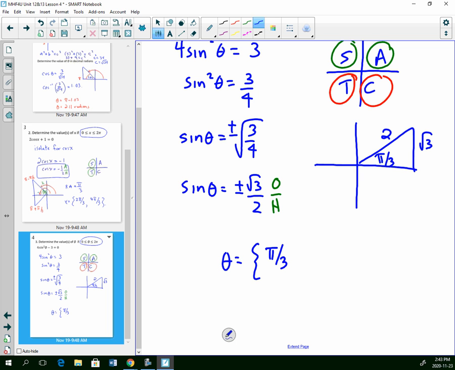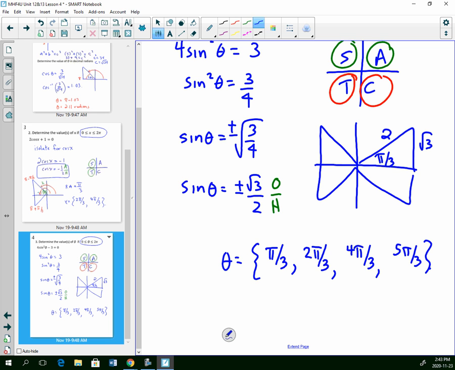So in quadrant 1, it would be pi over 3. In quadrant 2, it would be 2 pi over 3. In quadrant 3, it would be 4 pi over 3. And in quadrant 4, it would be 5 pi over 3. Okay. So in quadrant 2, we're not quite at pi, so we're going to subtract the related angle from pi. In quadrant 3, we're past pi, so we're going to add the related angle to pi. And then in quadrant 4, we're not quite at 2 pi, so we're going to subtract pi over 3 from 2 pi. Okay, so that's all 4 quadrants for that solution.